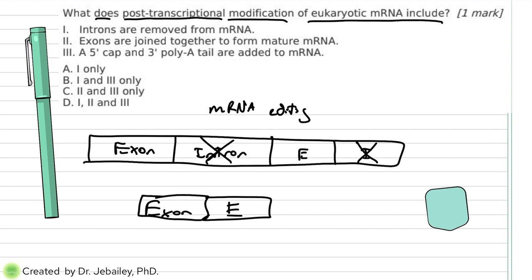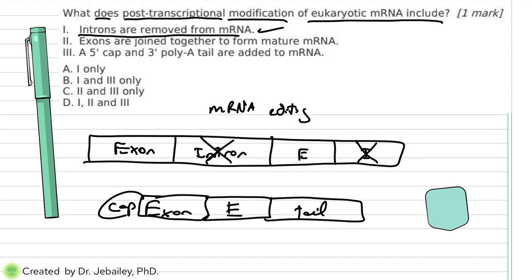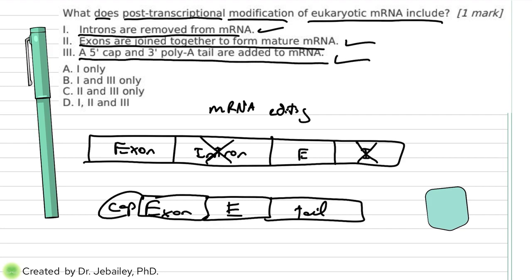After you have joined the exons, then you're going to put a tail as well as a cap. When you do that, then you have finished the entire post-transcriptional modification. So let's look at the options. The first one says introns are removed from the mRNA. True. Exons are joined together to form the mature mRNA. True. The 5' cap and the 3' poly-A tail are added to the mRNA. True. So all of the above is exactly what happens in post-transcriptional modification. So the answer is D.